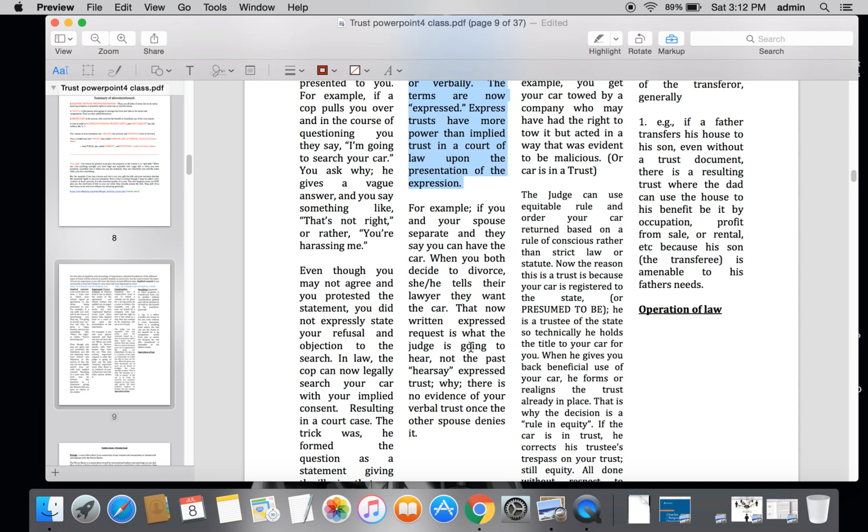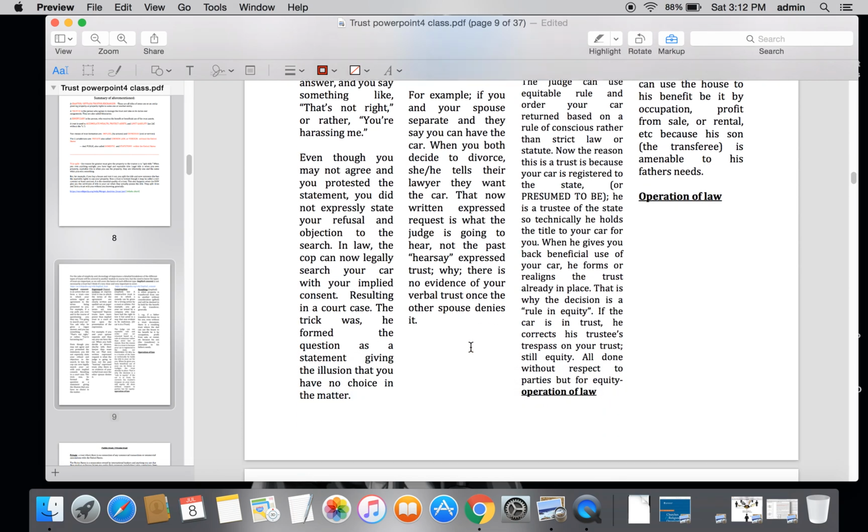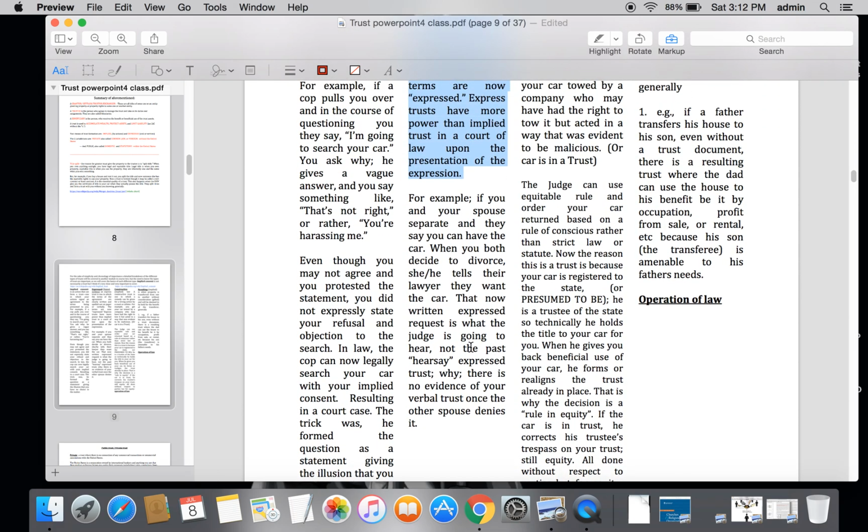The judge is not going to hear you and your spouse in court bickering about who said what. The judge is going to hear what the lawyer was told and what the lawyer writes down, and what happens in the arbitration between you, your lawyers, the spouses and the lawyers, because those are express trusts. There's no evidence of your verbal trust once the other spouse denies that. So that's just an example of express trust versus implied trust, and how express trust will trump 99% of the time any implied trust. The only reason I give that 1% is because some courts do some weird stuff.